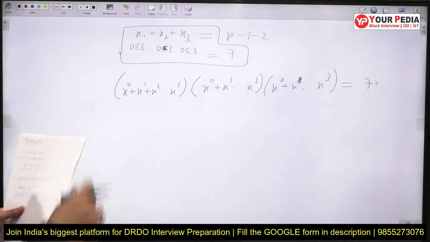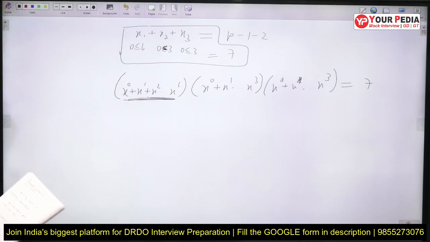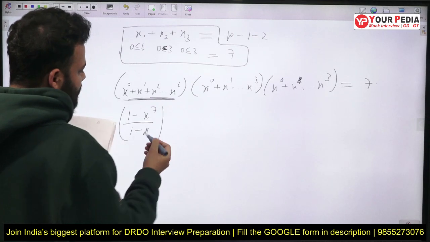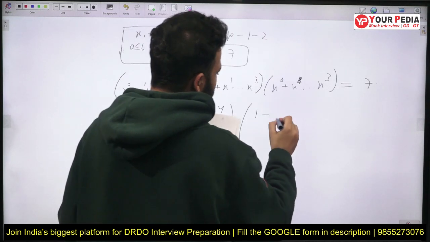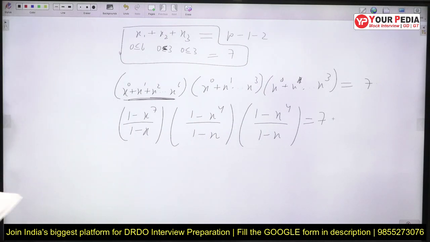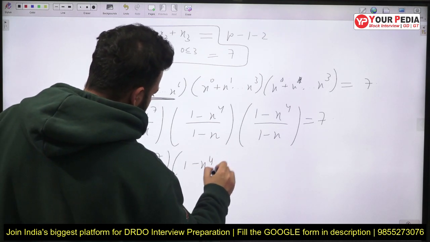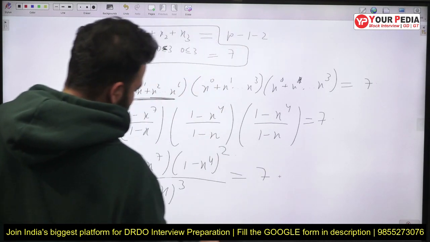So this is the way of opening this and applying the generating function. Now first of all, this is a GP, x^0 to x^6. If you apply the sum of GP formula, you will get (1 minus x^7) divided by (1 minus x). For this you will get (1 minus x^4) divided by (1 minus x). For this you will again get (1 minus x^4) divided by (1 minus x). So this is a GP formula, and if you combine this, you will get (1 minus x^7) into (1 minus x^4) raised to power 2 divided by (1 minus x) whole cube.